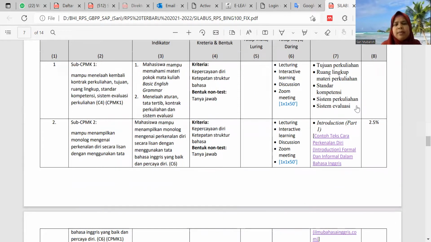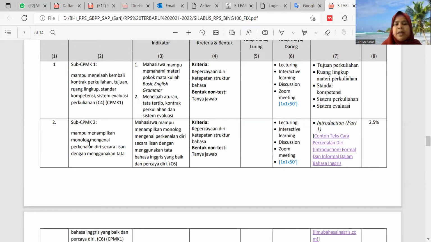Okay, this is the first session. In the first session, we are going to talk about our study contract, perkuliahan, and then our purpose, the capaian kompetensi, or CPMK. We have already talked about CPMK, and we are talking about our lesson plan. This is for the first session. We are doing it right now.